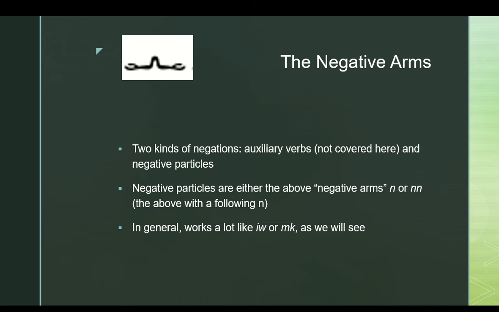And before we move on, also, there are negative auxiliary verbs. We're not going to cover them. We might, if we end up covering the whole book, talk about them, but they're quite late, and they're much less common than the negative arms, so we're going to focus our attention on those.